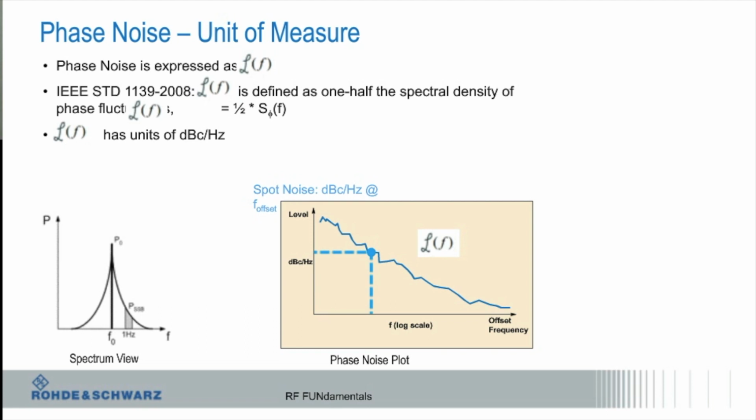Okay, so I'm not going to go into a lot of the IEEE definition and all that, but basically if you look at phase noise, the unit of measure is L of F. That's from Leeson. He was one of the original guys who studied this effect. But they actually changed the IEEE definition some time ago, and it's 1/2 the spectral density of phase fluctuations.